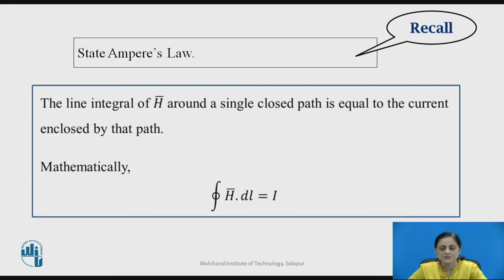Now before going to start the problem on point form of Ampere's law, you should know what is Ampere's law. So define the Ampere's law or write the statement for Ampere's law. Line integral of the H bar, that is magnetic field intensity, around a single closed path is equal to the current enclosed by that path. So mathematically the equation for the Ampere's law can be written as integration for the closed path H bar dot dl bar is equal to I.